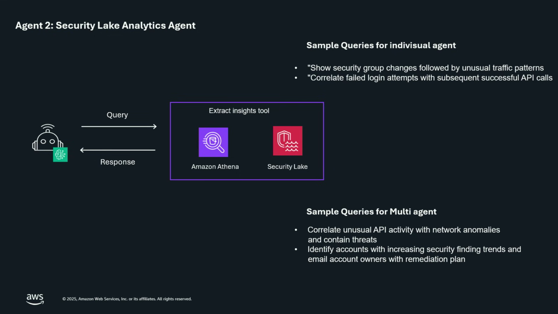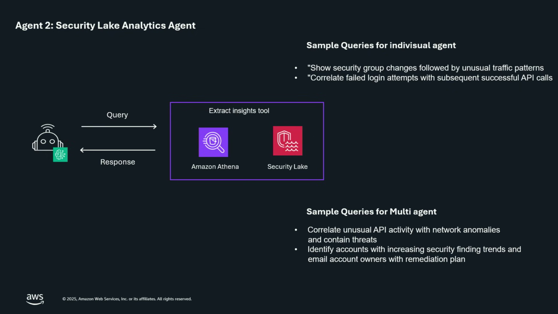Can anyone tell me, where do we store security group changes? What sort of logs will that be placed in? CloudTrail, exactly. That's one of the log sources, CloudTrail. How about unusual traffic patterns? VPC logs, that's right. Just based on this natural language query, it's going to understand, okay, I need to create the SQL code to query this security lake and pull in any security group changes that have unusual traffic patterns. This is an example of the power of the agent by itself.